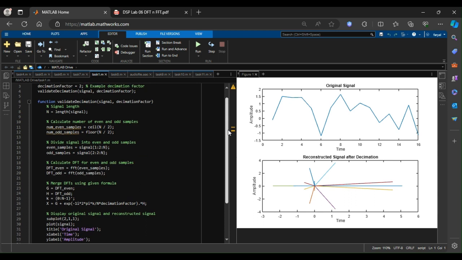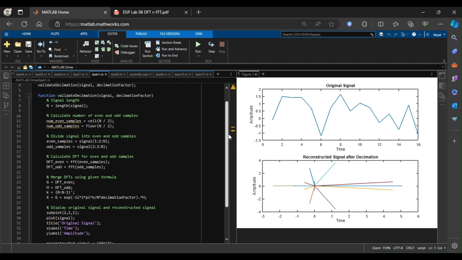It calculates the number of even and odd samples in the signal and then divides the input signal into two parts, that is even samples and odd samples. Then we'll have the DFT calculation, which computes the discrete Fourier transform of both even and odd samples separately using the FFT function, and then we'll merge them using a DFT.